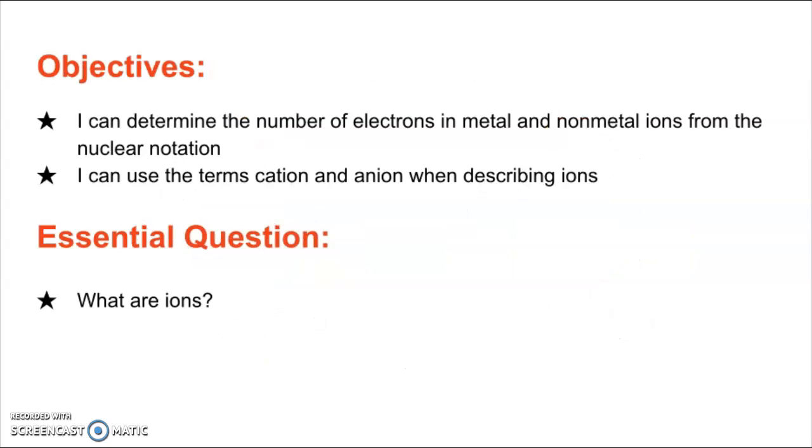Our goal by the end of today is that you're going to be able to determine the number of electrons in metal and nonmetal ions based on a nuclear notation. And you're also going to be able to use the terms cation and anion when describing ions. And before we begin, we need to ask ourselves, in general, what is an ion?